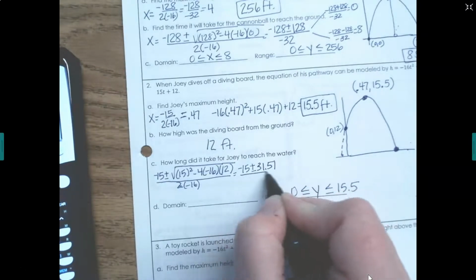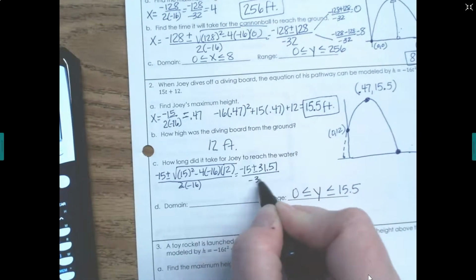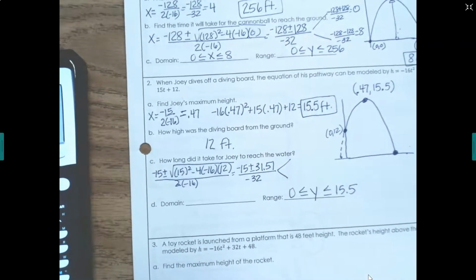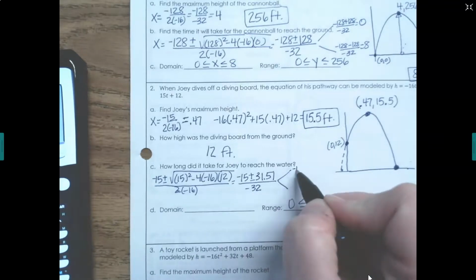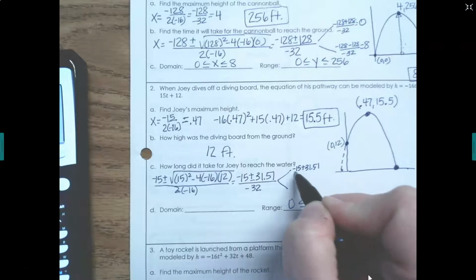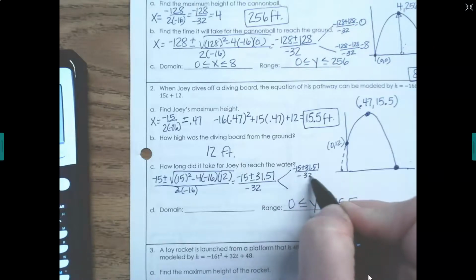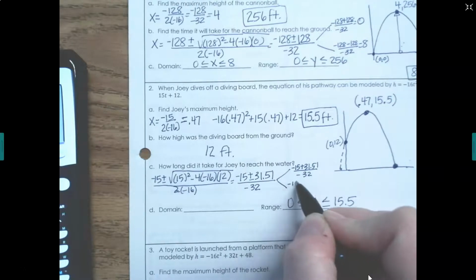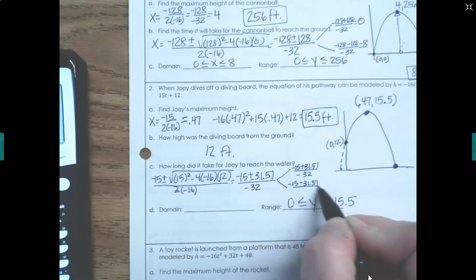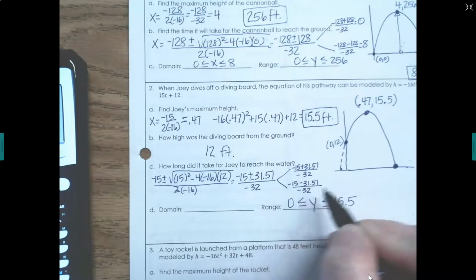31.51, and then the whole thing has to be divided by negative 32. So we're talking about two different problems. One says negative 15 plus 31.51 divided by negative 32. And the other one is negative 15 minus 31.51 divided by negative 32.